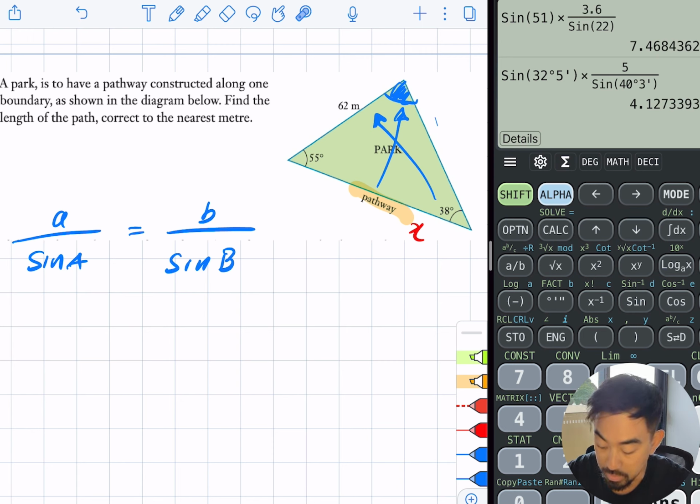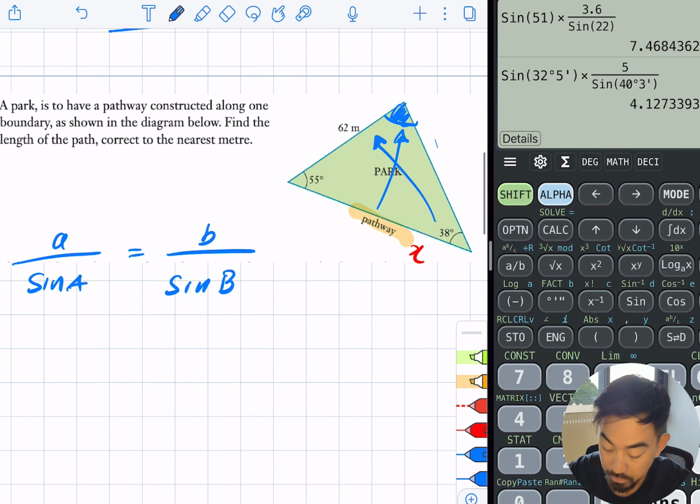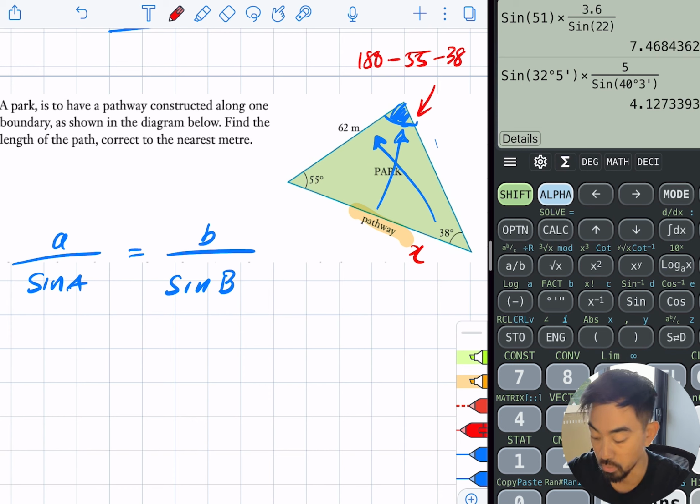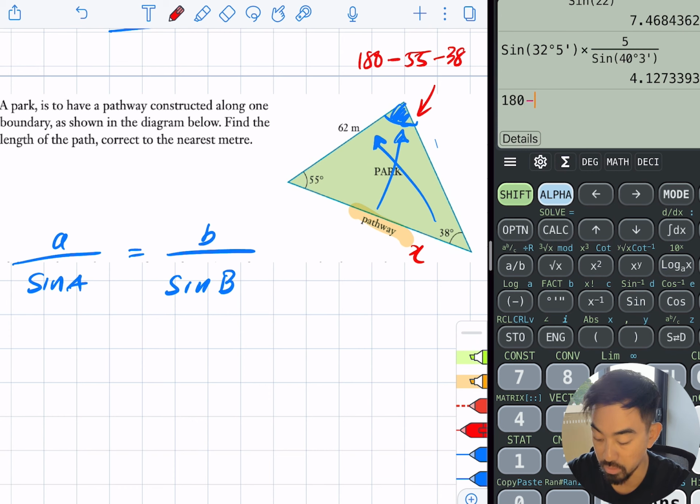So that means this missing angle here has to be 180 degrees, because there's 180 degrees in a triangle, minus 55 minus 38. So we can work that out: 180 minus 55 minus 38. So that's 87 degrees. Okay, perfect. Now I have a side opposite an angle, and I can work it out.